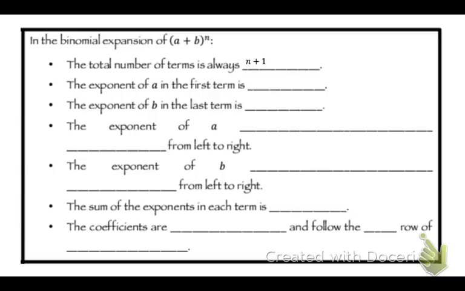The exponent of a in the first term is n. The exponent of b in the last term is n. And the exponent of a decreases from left to right because you start high and go low. The exponent of b increases from left to right. The sum of the exponents in each term is n, and the coefficients are multiplied and follow the nth row of Pascal's triangle.